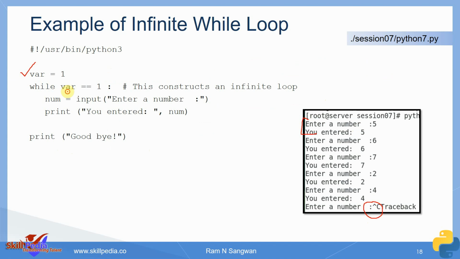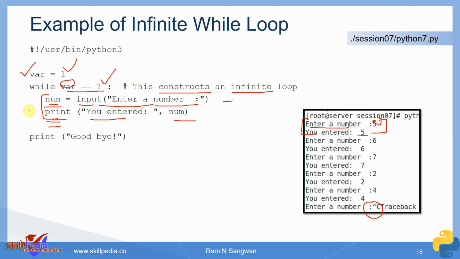So var equal to 1, while var is equal to 1. This condition constructs an infinite loop because I am not changing var anywhere. Var is 1, and it will remain 1 because I'm not changing it inside the body. Inside the loop, I'm simply asking a number from the user. Input, enter number, the user enters some number, and I'm displaying that number. So enter a number, I entered 5, you entered 5, and these two statements are being executed non-stop, because the condition is var equal to 1 and I'm not changing var inside the loop. So this is an infinite loop.